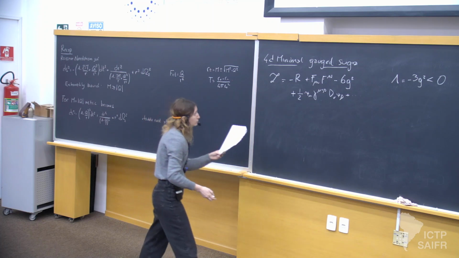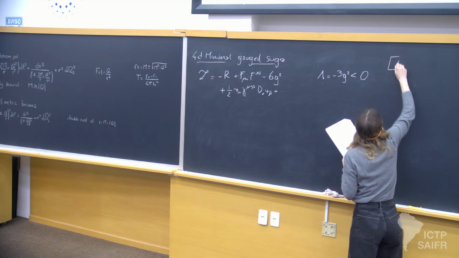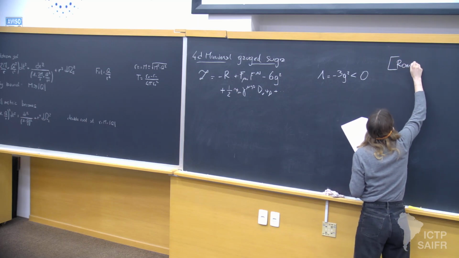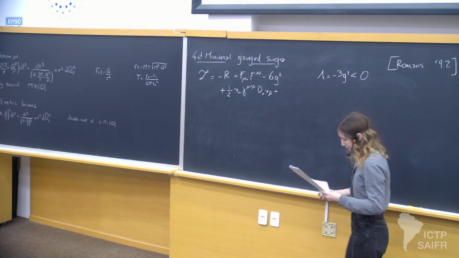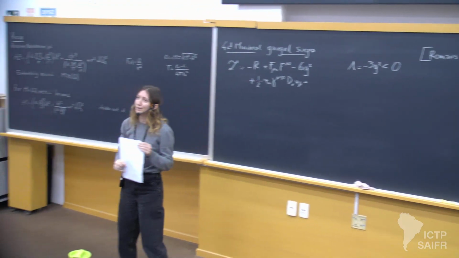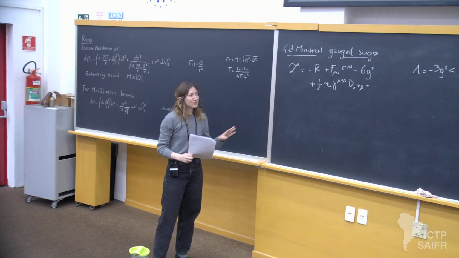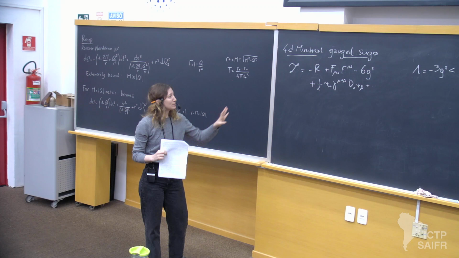But this sort of theory and its black hole solutions were studied many, many years ago, first by Romans in '92, in a very beautiful paper that has lots of things. It's also the first paper that I studied during my PhD, and it's a very nice and very simple paper. So if you want to study a paper on this, I suggest this is a very good reference.